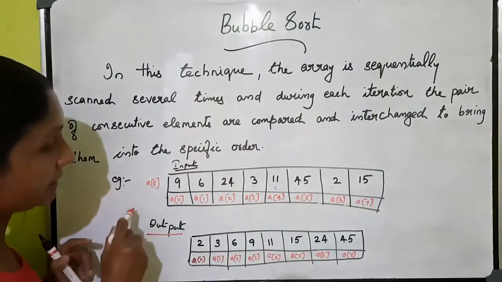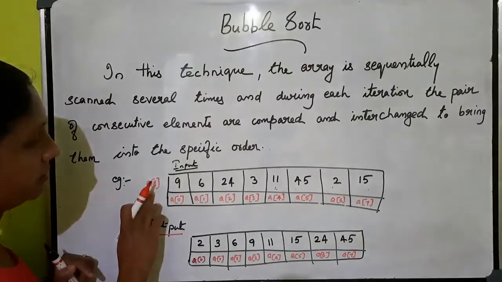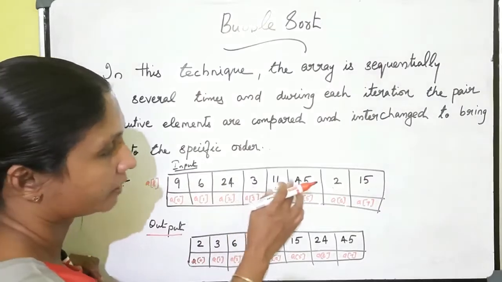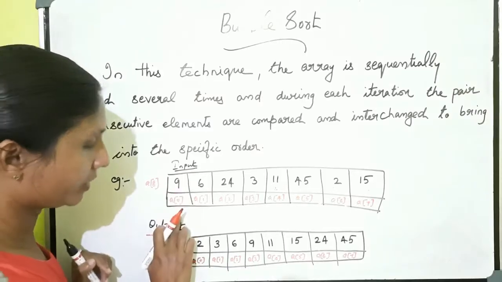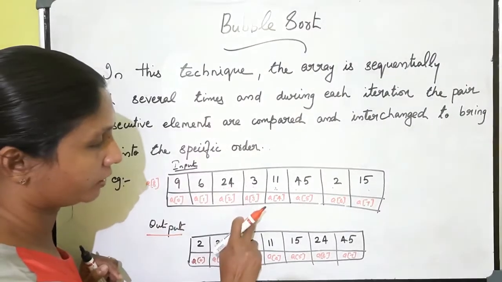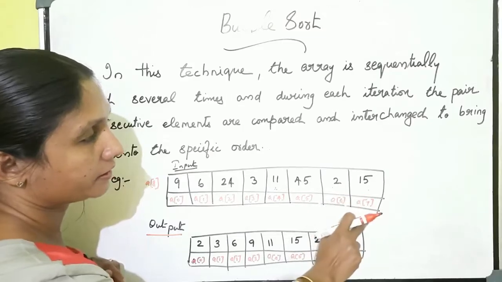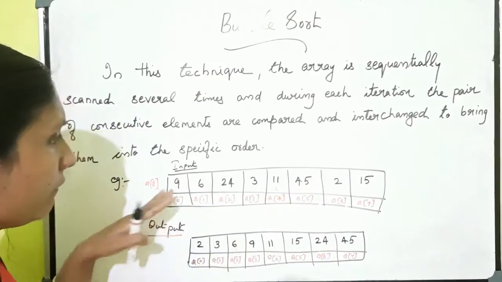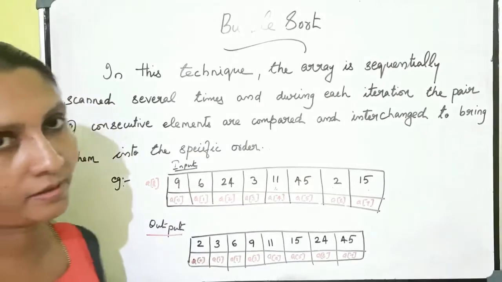I want to give eight elements to store in this array A. When I create A of 8, these are the elements: 9, 6, 24, 3, 11, 45, 2 and 50. How will it be stored? The first element will be stored at index 0, A of 0, then the second element A of 1, third element A of 2, fourth element A of 3, fifth element A of 4, sixth element A of 5, seventh element A of 6, and the eighth element will be stored in A of 7. In this way it will be stored. And we know there is no order when they are stored.